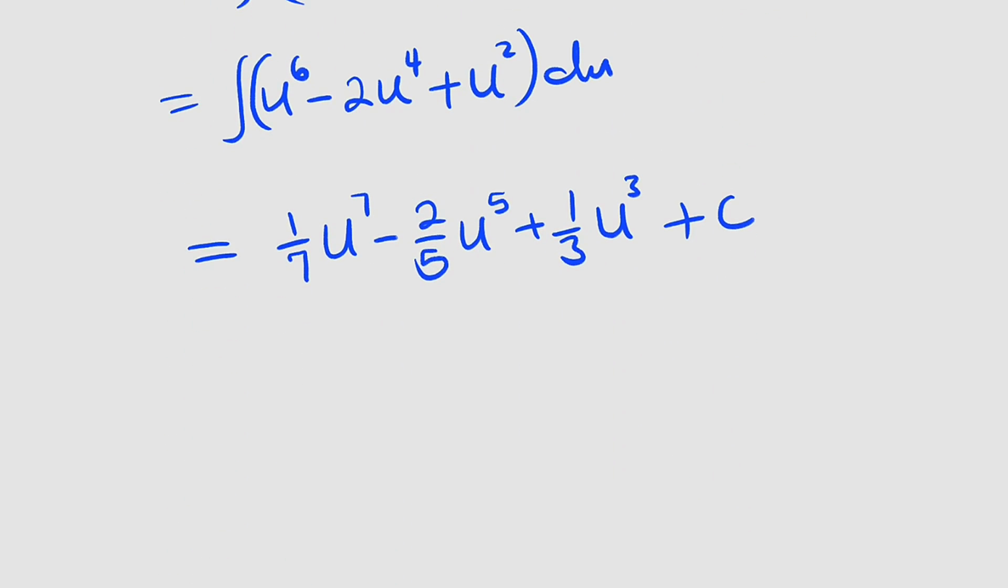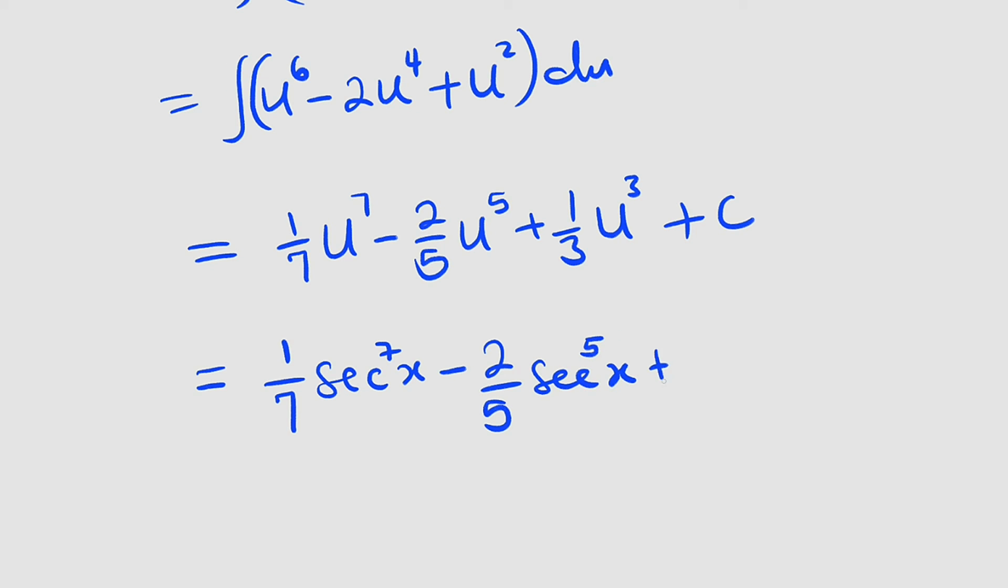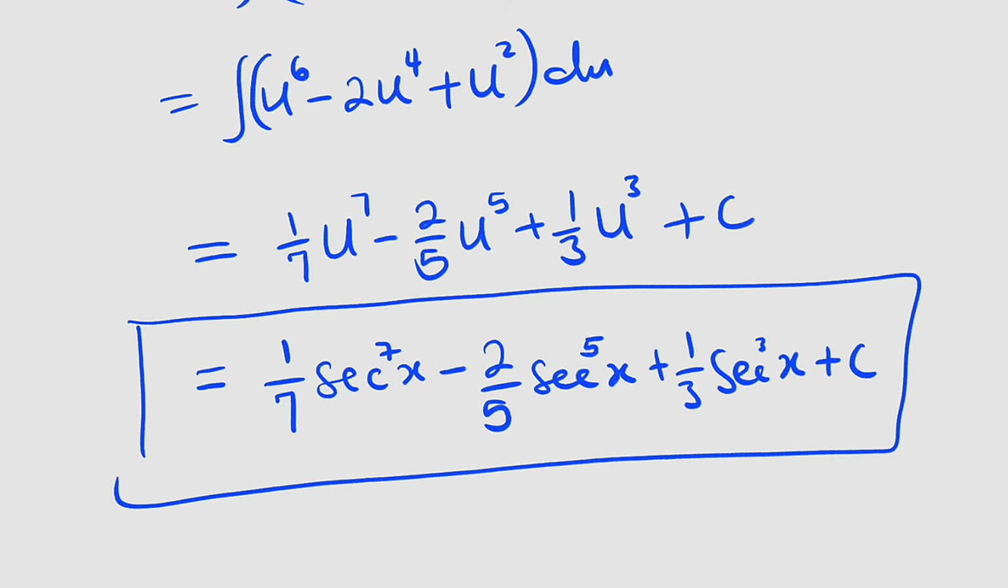So let's substitute it back. This is equal to 1 divided by 7 secant 7 of x, minus 2 over 5 secant 5th of x, plus 1 over 3 secant 3rd of x, plus the constant of integration. And this is our solution to this integration.